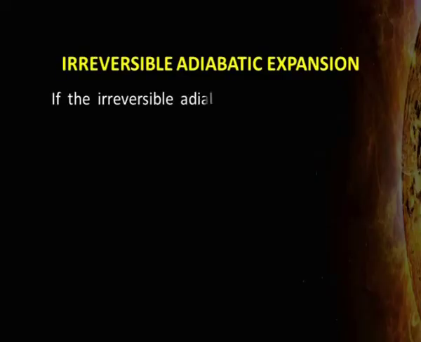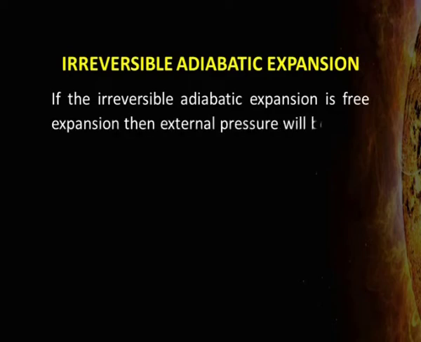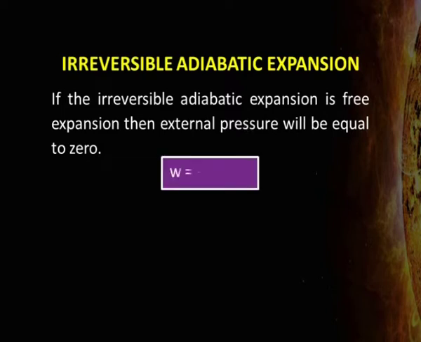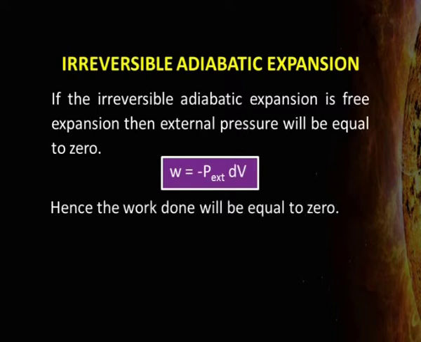Let us derive an expression for the work done in irreversible adiabatic expansion. If the irreversible adiabatic expansion is free expansion, then external pressure will be equal to 0. As the work done is minus P external dV, hence the work done will be equal to 0.